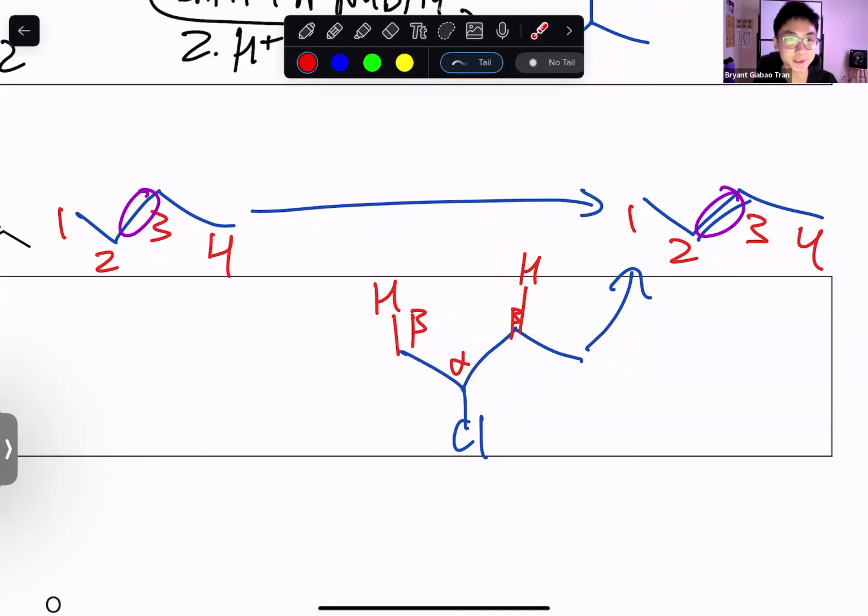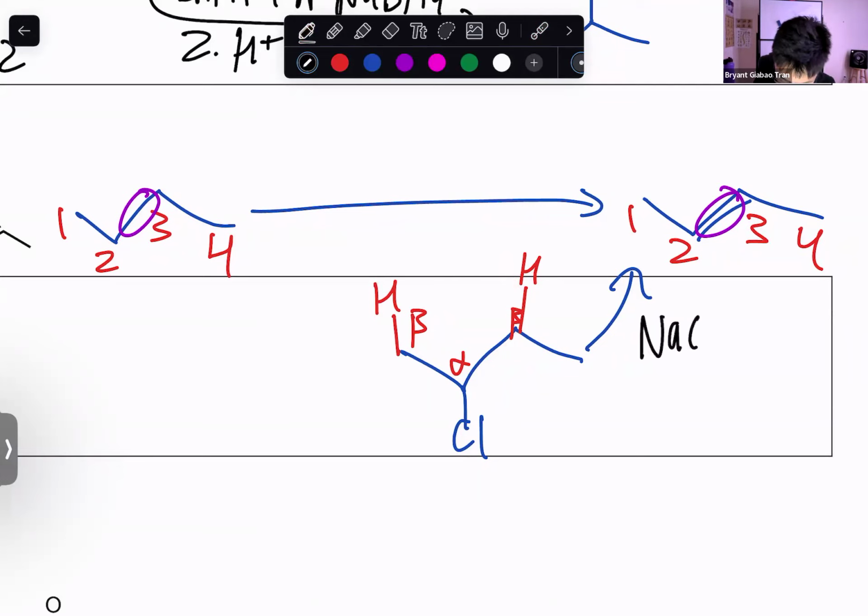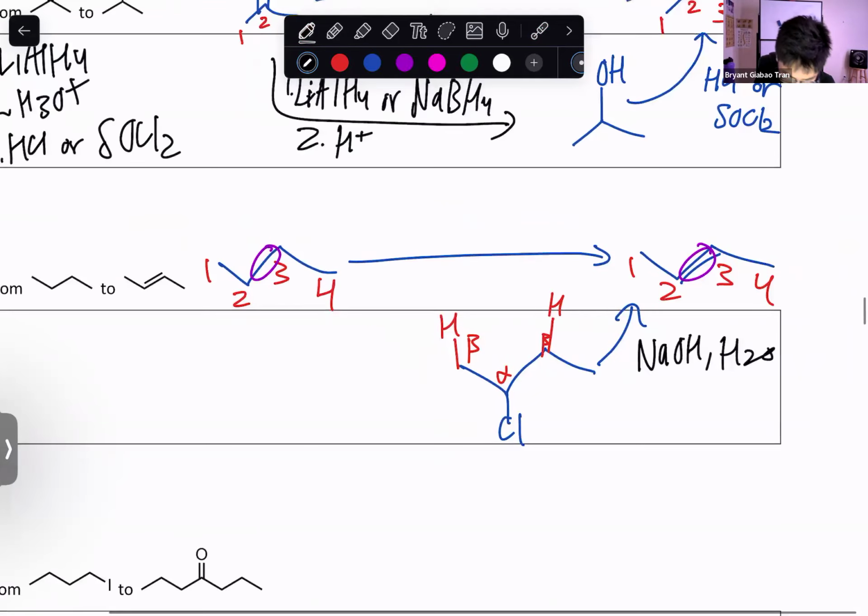And to do Zaitsev E2, what kind of base, strong base, do we want to use? Unhindered strong base or hindered strong base? To get the unhindered one, right? So it could be any unhindered one. You could choose. It could be NaOH, water as a solvent, or NaOCH3 and methanol as a solvent, right?